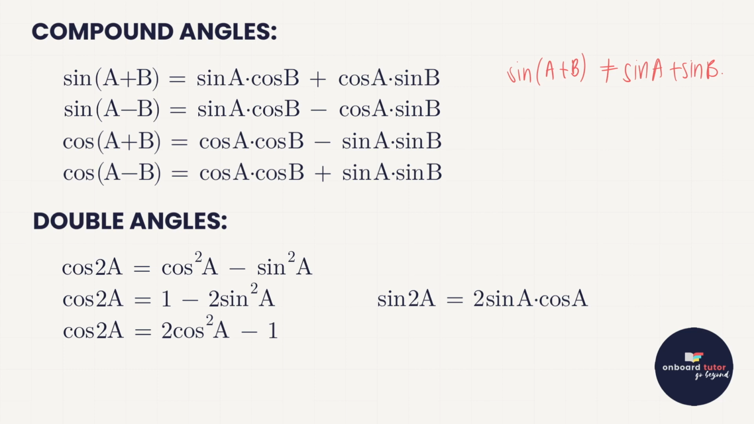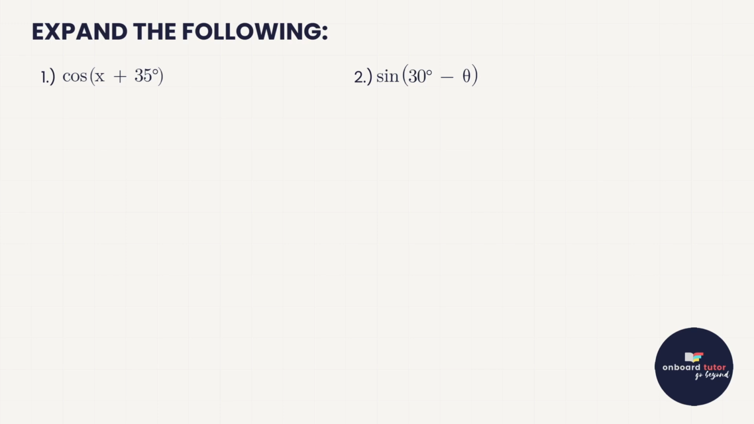Let's see exactly how we would use these. Okay, so the first thing we're going to do is have a look at how to expand compound angles. So I immediately notice these are compound angles. Cos of x plus 35. Now remember what we said. It doesn't mean we can distribute. We can't say cos x plus cos 35. We need to go to those formulae on the formula sheet.